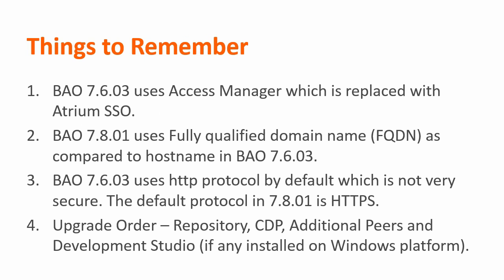Now, couple of things to remember. In BAO 7603, Access Manager was there, which has now been replaced with Atrium SSO. Starting BAO 77 and above, for host name, you need to provide the fully qualified domain name. The default protocol on BAO 7603 was HTTP, but it has now been replaced with HTTPS in 78 series.